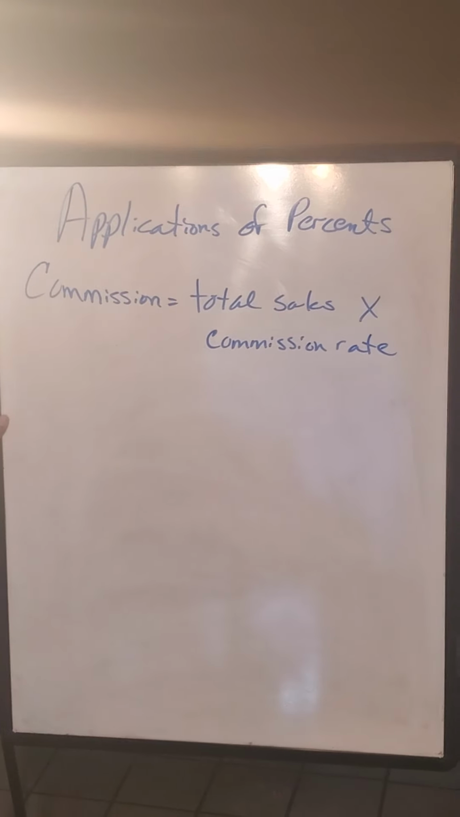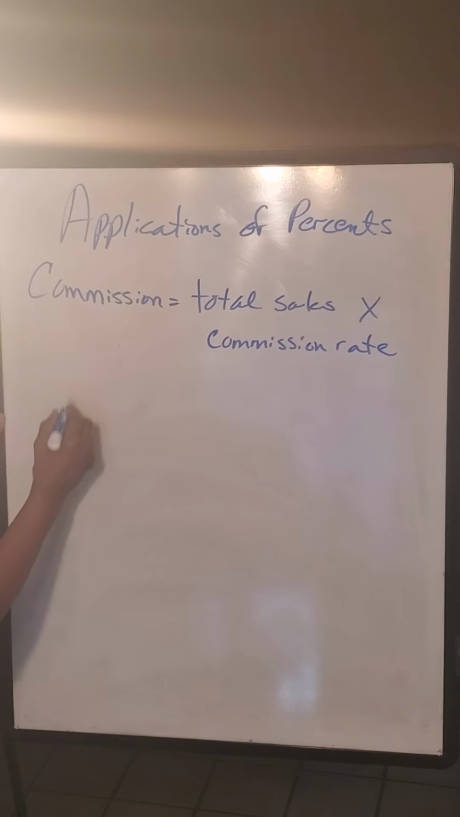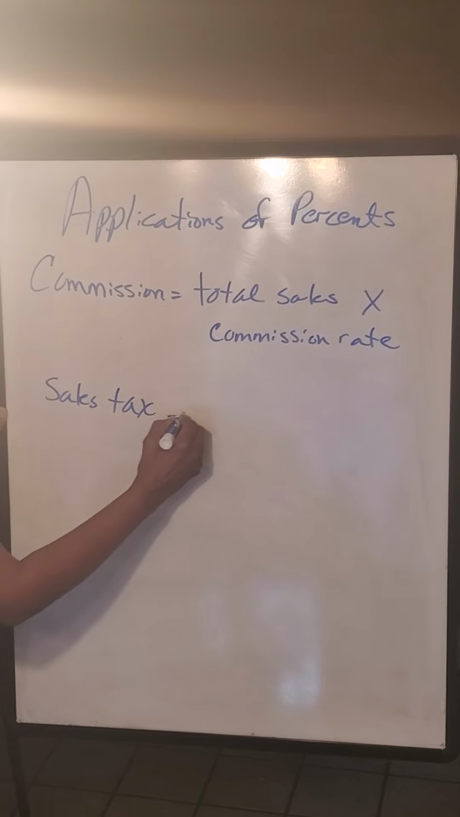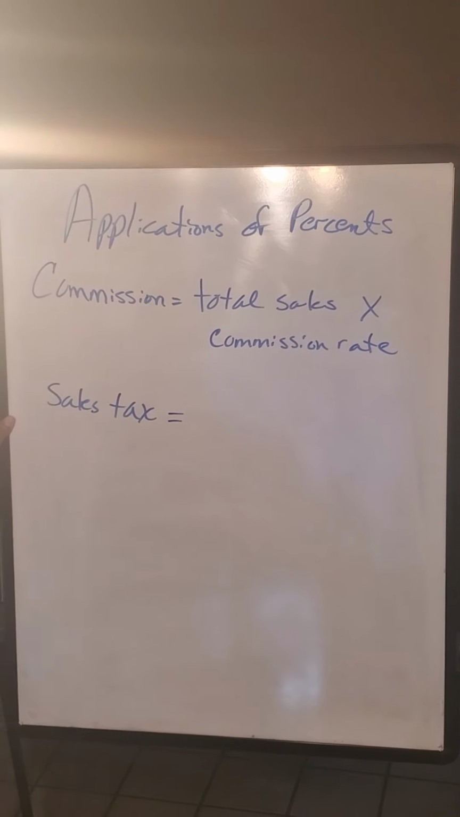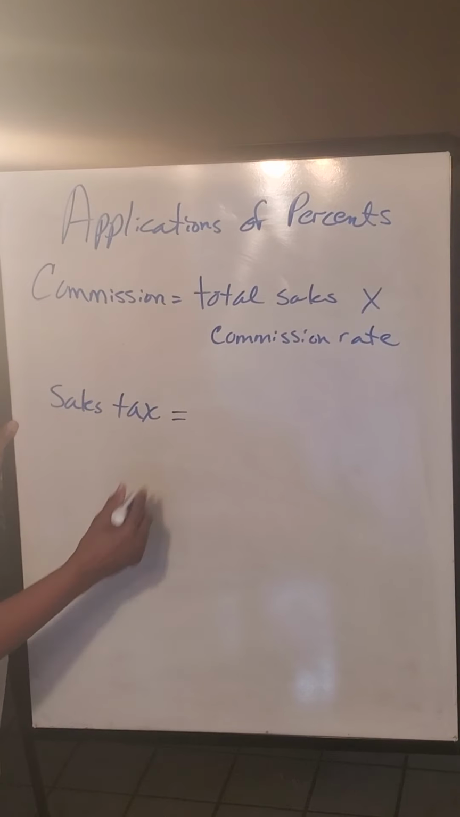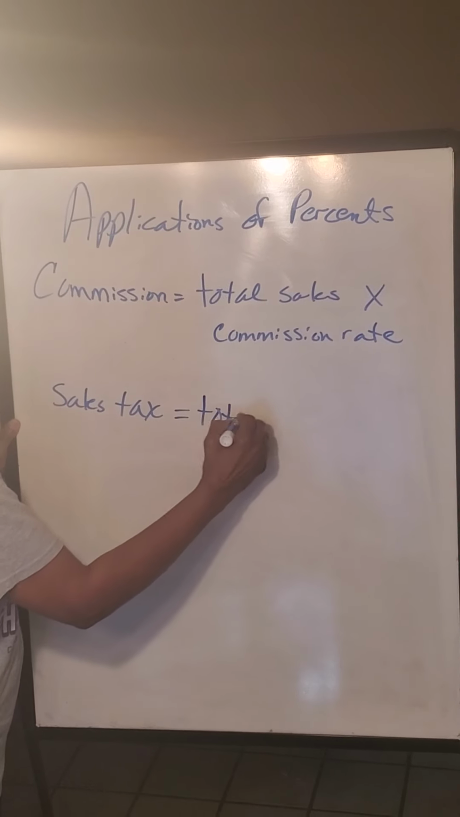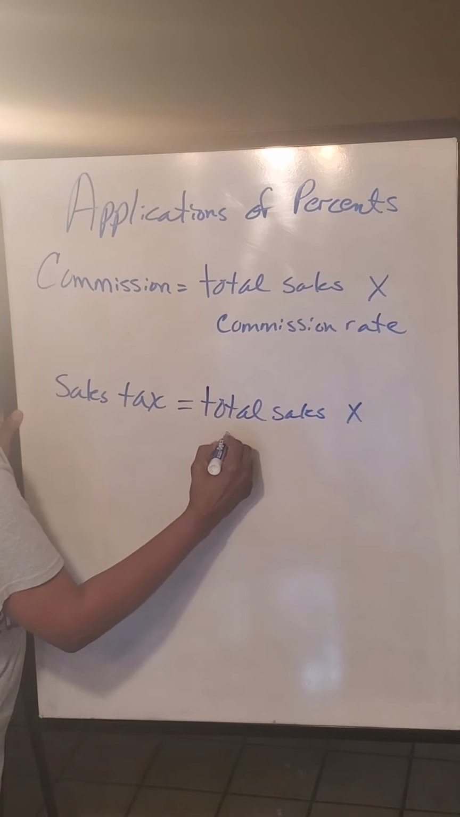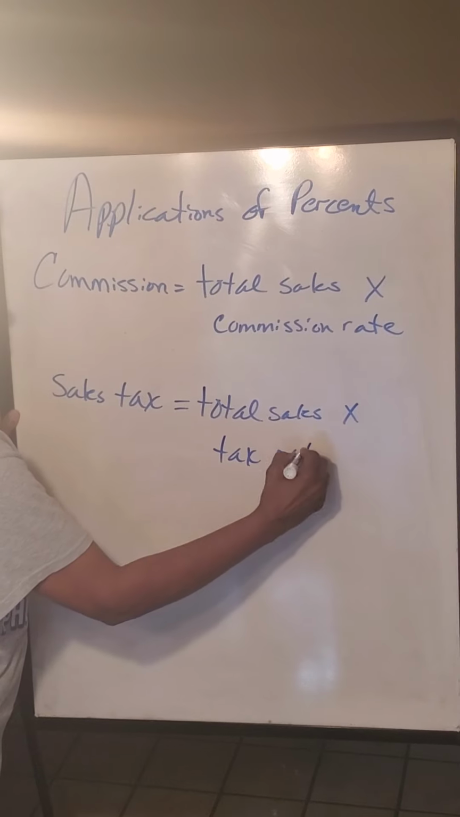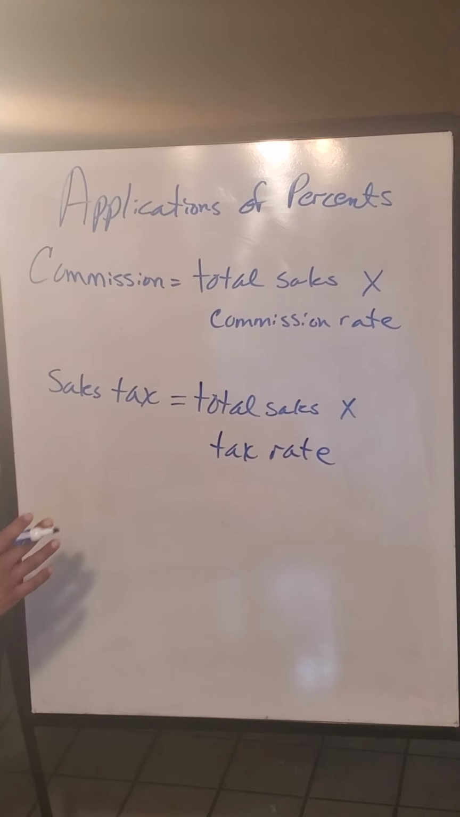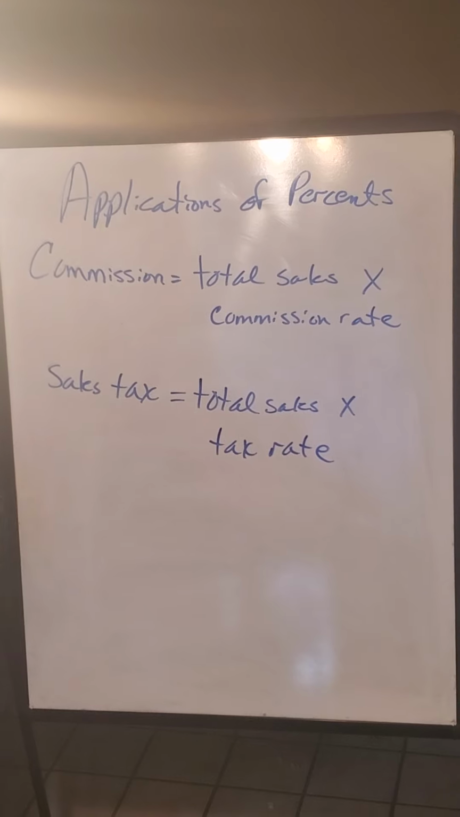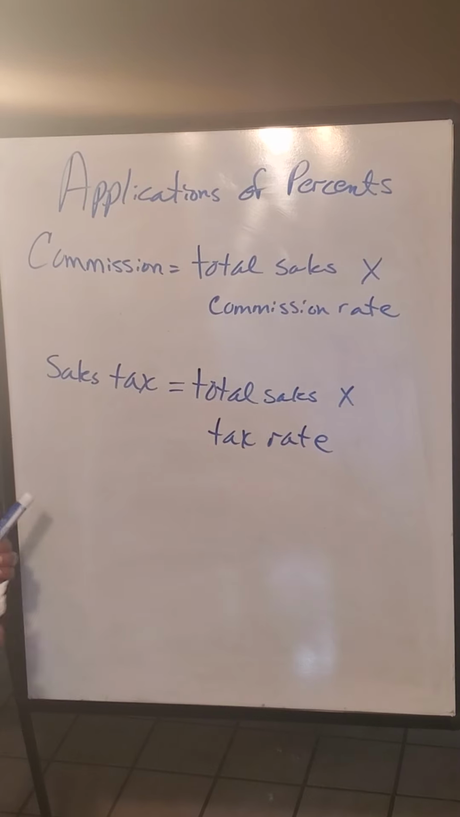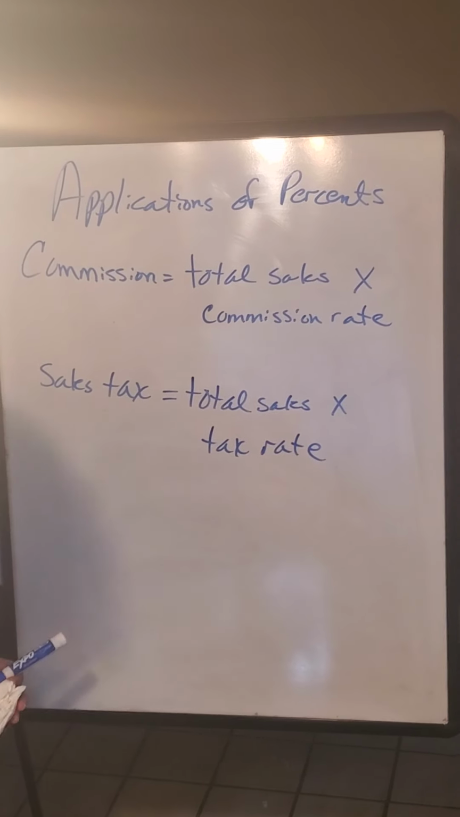We will also today look at what we call sales tax. So your sales tax, now when your parents go to the store and they purchase something, they pay some extra money. So the sales tax is equal to the total sales times the tax rate. And all of you know that in Montgomery County, in the state of Alabama, our sales tax rate is 10%. So this is what we'll be taking a look at today.